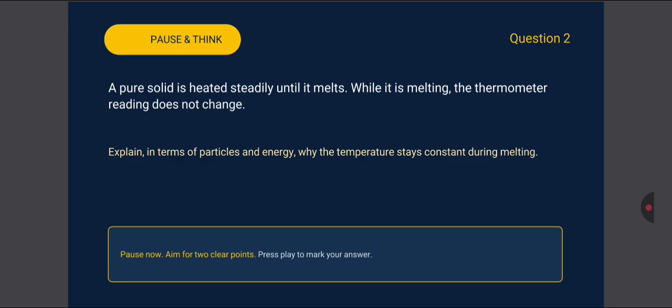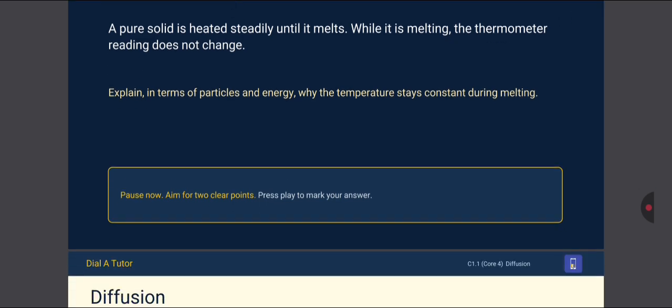Now, I believe you've already paused, and I will continue, and you've pressed play, but I believe that the answers, if I can then share them with you, is that the energy is being directed towards breaking the forces of attraction. It is only until all of the forces of attraction are broken that the temperature begins to change and increase.